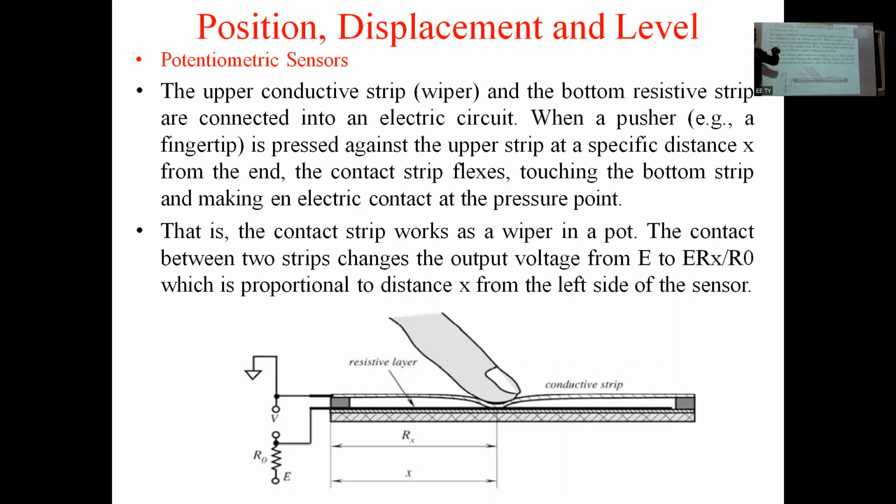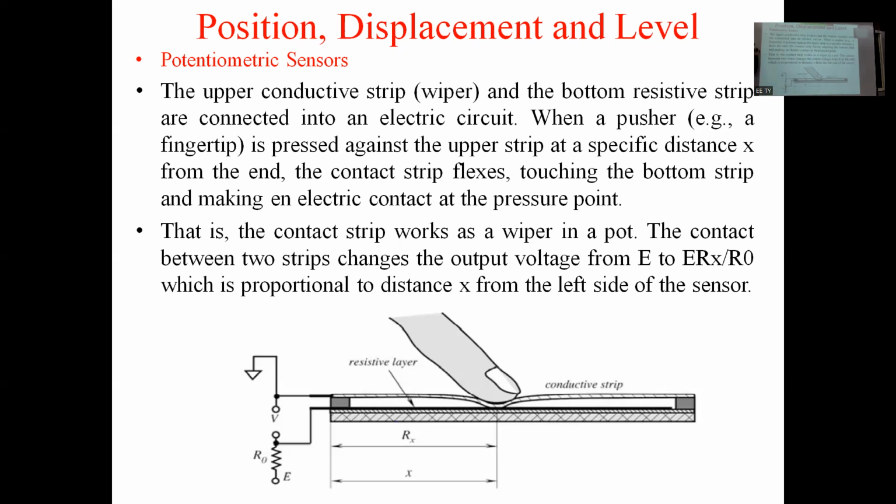ती काय flexible आहे ती flex बरोबर and touching to the bottom strip. ती bottom strip ला touch होईल. Bottom strip it is made up of resistive wire and making an electric contact at the pressure point. जिथं प्रेशर दिलेला आहे जिथं टच झालेलं आहे तिथे इलेक्ट्रिक कॉन्टॅक्ट होतो, शॉर्ट सर्किट झालं, डायरेक्टली सर्किट क्लोज झालं.